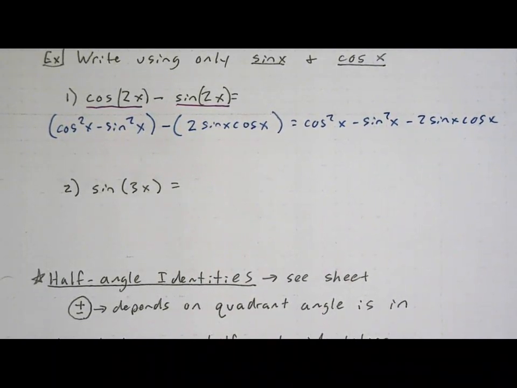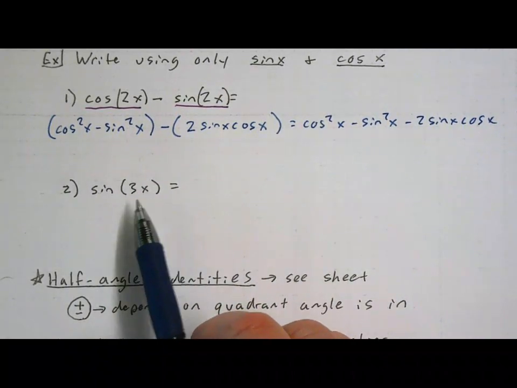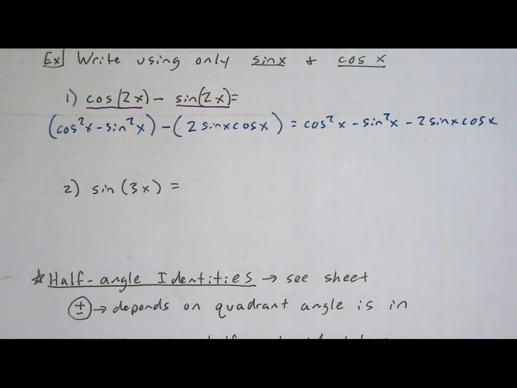This next one's going to take a little tiny bit more work, but not much. Look at your pink sheet. Do you see any identities where it's a 3 theta or a 3 alpha or a 3x on there? We see a bunch with 2's, but none with 3s.